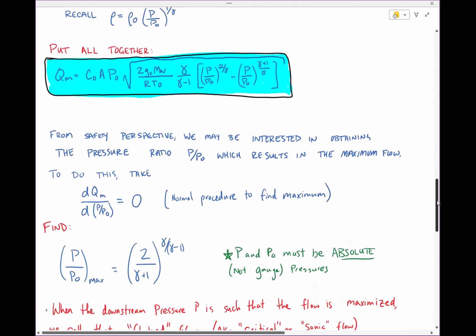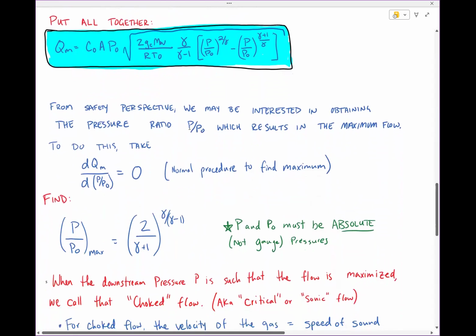So from a safety perspective, we might be interested in knowing what the pressure ratio P over P naught is that would result in such a maximum flow, where you could hear the gas actually flowing, and that's going to be the maximum. So to do this, we can take the derivative of the mass flow rate with respect to this pressure ratio and set it equal to 0. This is a very normal procedure just from calculus about how to find the maximum of a function. So we're finding the maximum value of Qm with respect to this pressure ratio. And if you do this, you would find that the pressure ratio that results in the maximum flow is 2 over gamma plus 1 to the power of gamma divided by gamma minus 1.